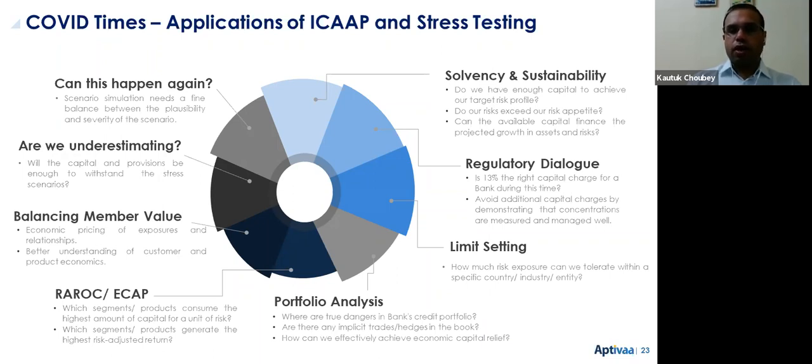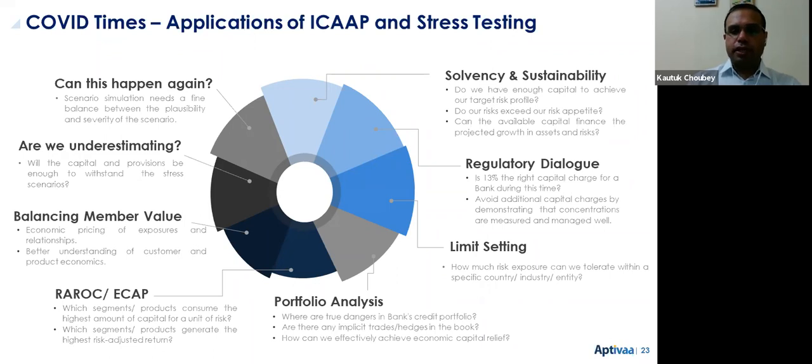The second is regulatory dialogue. The regulators also need to deliberate whether the current set of minimums is enough or not. For instance, if 13% is the right capital charge for a bank during this time, and how to avoid additional capital charges, because the other side of this regulatory minimum is that banks do tend to struggle during these tough times for capital, liquidity, and provisioning requirements. So it is important to maintain a balance between the two, and ensure that the regulators do not pass on any additional or unnecessary capital or provisioning charges onto the banks.